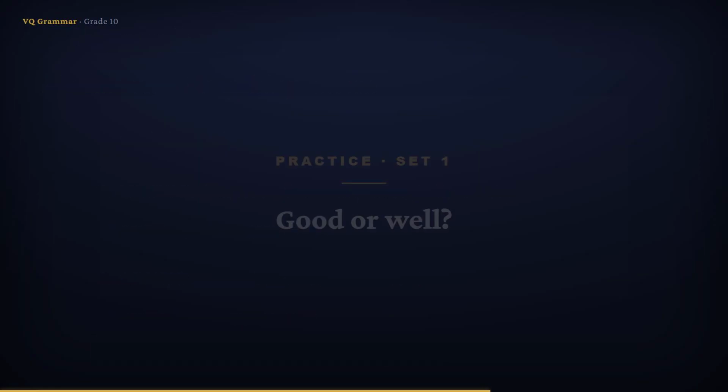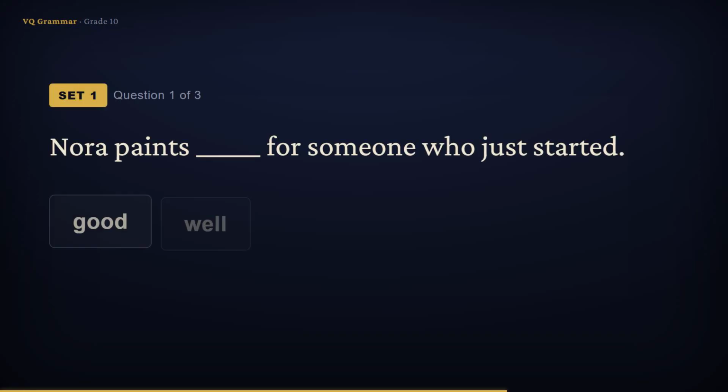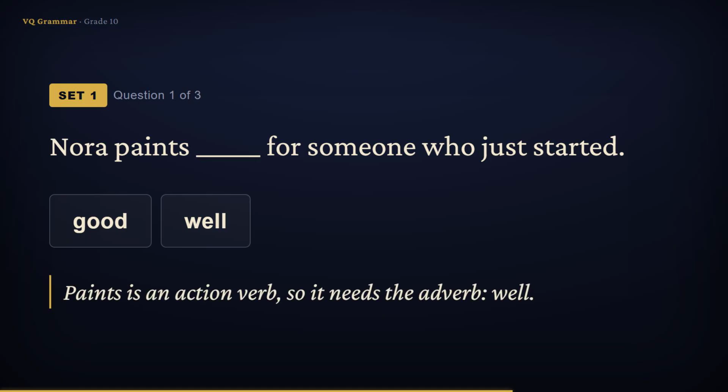Ready to practice? First set, good or well. For each sentence, find the verb, decide whether it is linking or action, and then choose. Pause the video and commit to an answer before I reveal it. Nora paints blank for someone who just started. Find the verb, paints. Is Nora linking to something, or is she doing something? She is doing something. Paints is an action verb. An action verb needs an adverb, and the adverb is well.